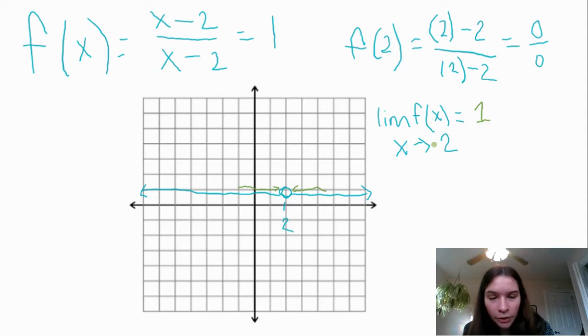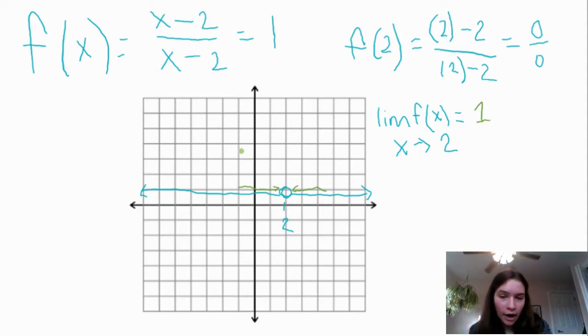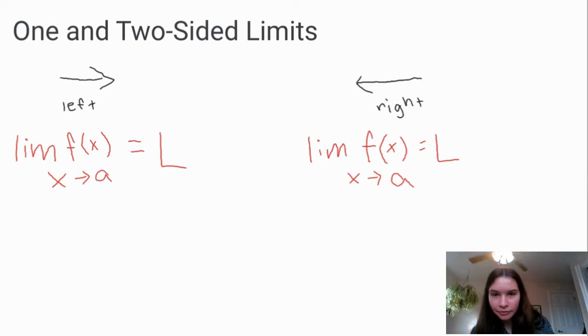You might ask, well, there's a hole there. It's not at 1, at 2. But that's okay because the limit is defining what the y value is approaching as it nears that x value. It's not what the y value equals at that x value. So let's move on to one- and two-sided limits. This is going to help us figure out when we don't have a limit.